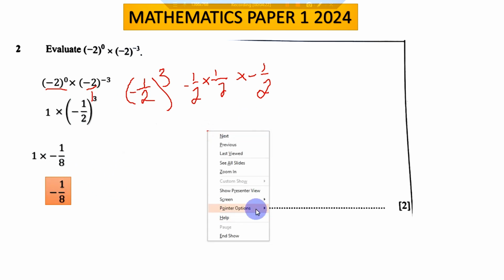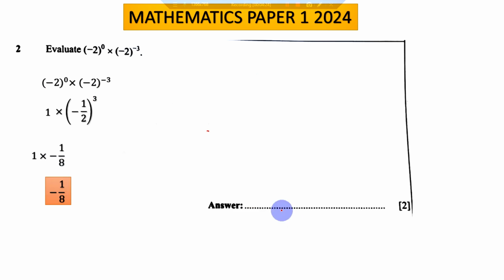So just make sure you use indices. Wherever you have a negative as your power, take the inverse of your base to have a positive power, then you expand it. Question 3.